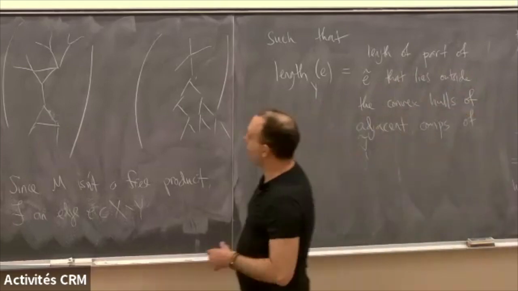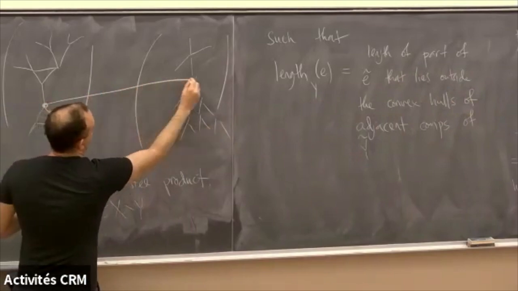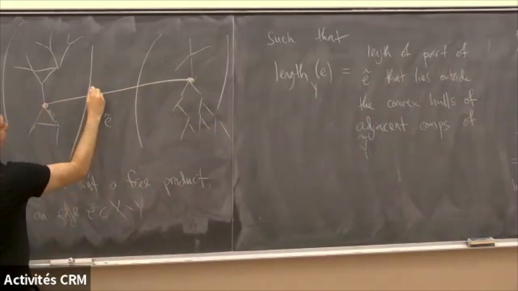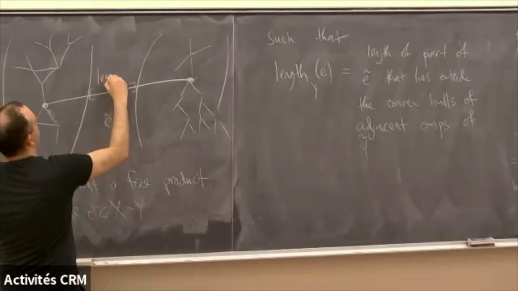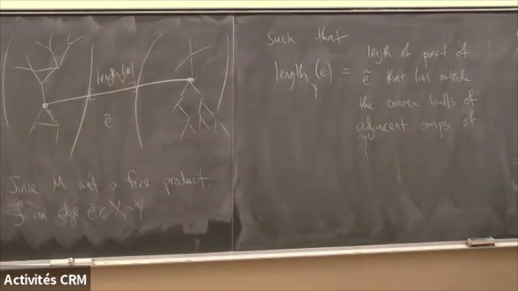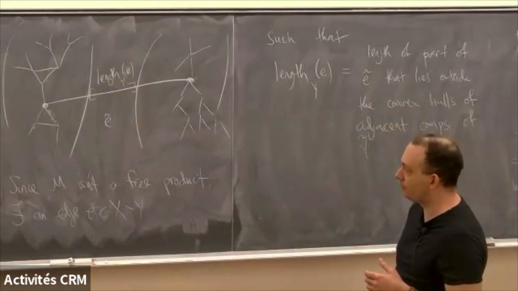So here's the picture of this. You want to imagine, here's your E tilde, and the length that I'm talking about is this length. Okay, so this is length Y of E. You say Y is a proper subgraph of X. Doesn't that mean there's an edge that's not in X?